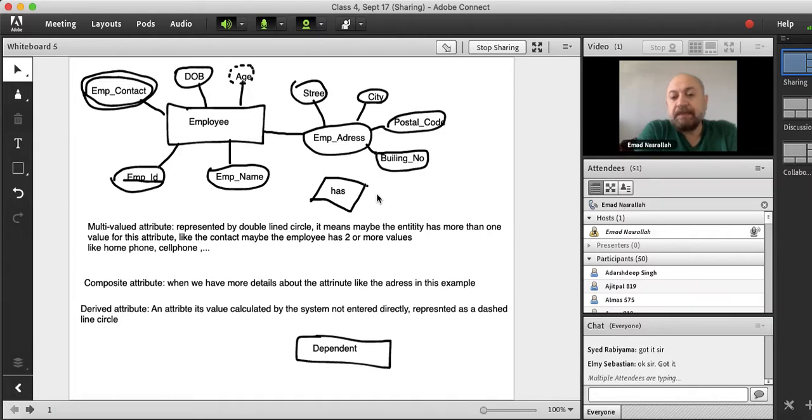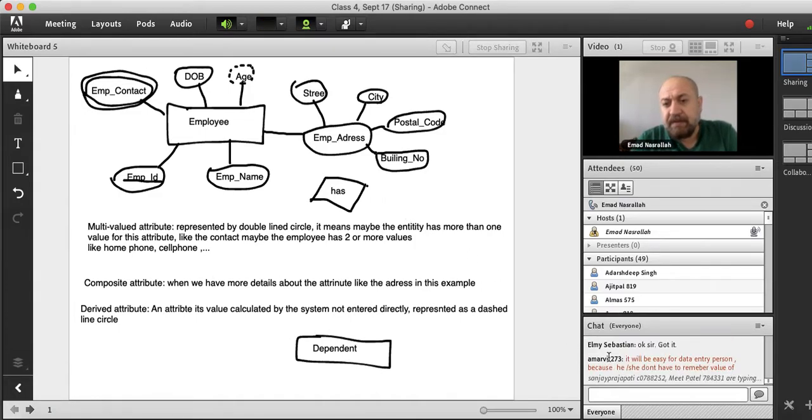Any questions? Yes? Let me read this. It will be easy for the data entry person because you don't have to remember the value of what?